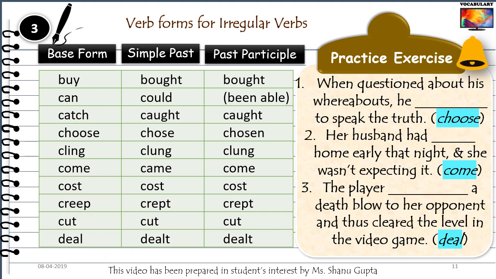Now the practice exercise. When questioned about his whereabouts, he chose to speak the truth. Her husband had come home early that night and she wasn't expecting it. The player dealt a death blow to her opponent and thus cleared the level in the video game.